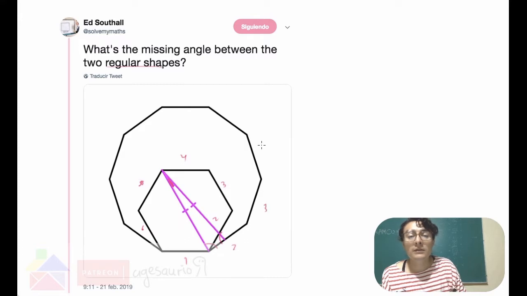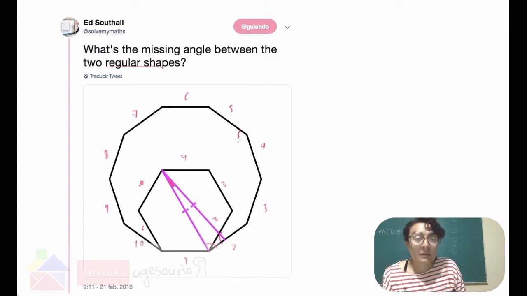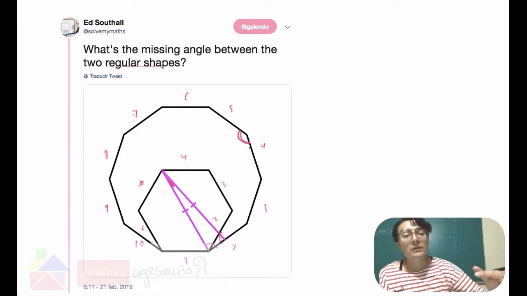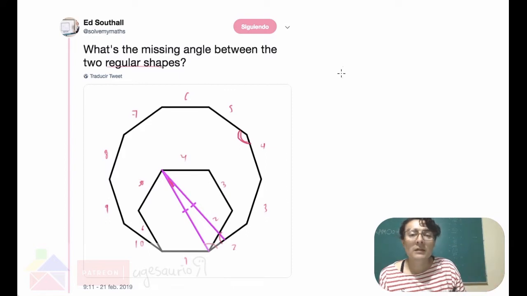And the other one, well, counting is not that hard. It's a regular decagon, right? So all we have to do is find out how much these angles measure, how wide they are, right? Okay. Fortunately, there's a formula for that.